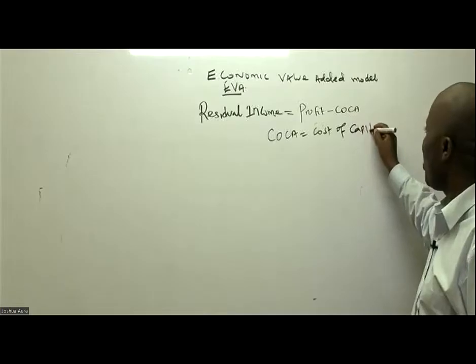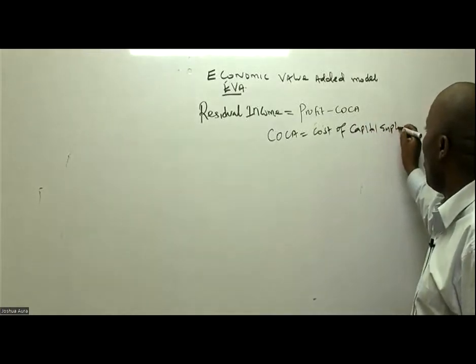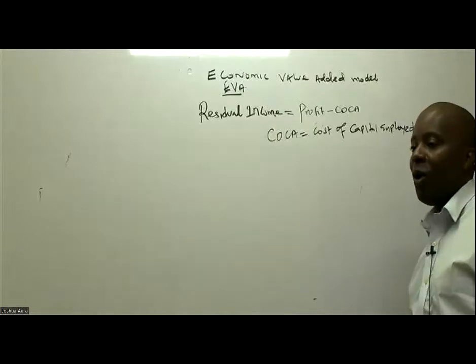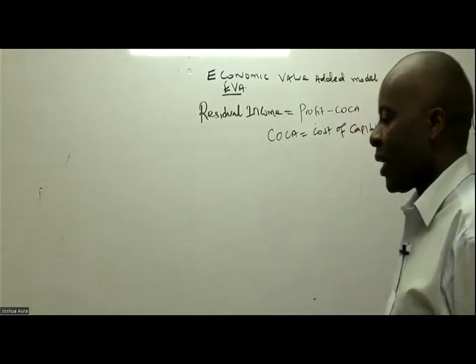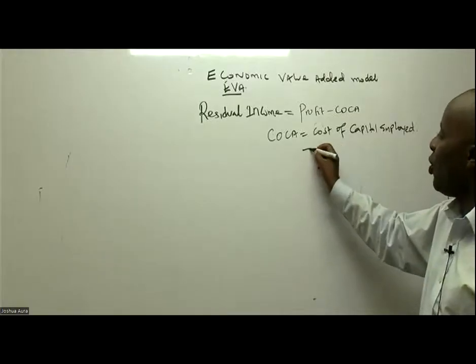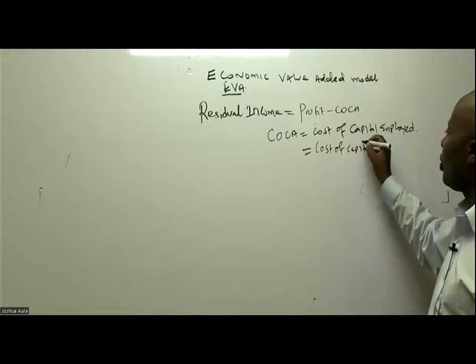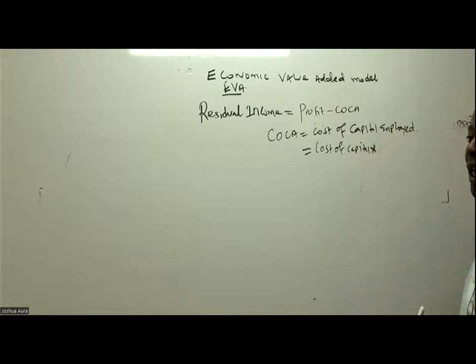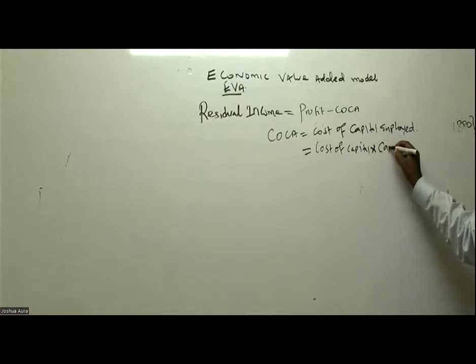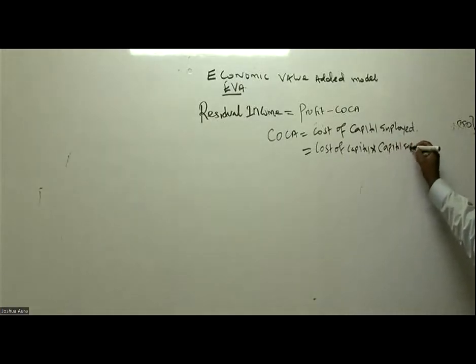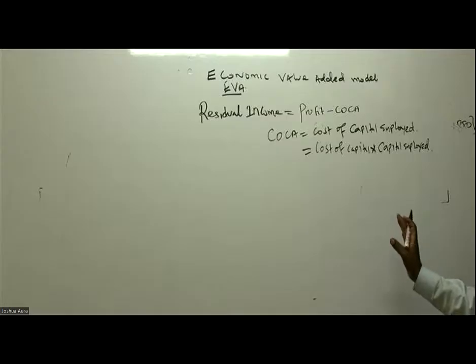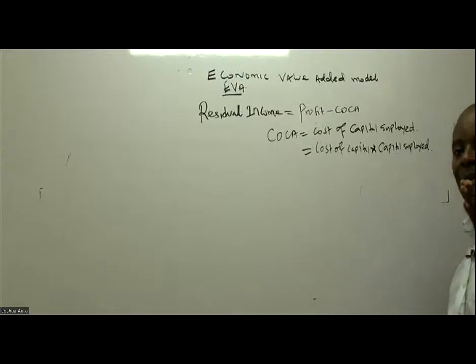Cost of capital employed. So remember, to get this cost of capital employed, at times the examiner will give you the cost of capital times the capital that was employed. Capital employed at the beginning of the year, if possible, because we look at how much capital was employed at the beginning of the year.